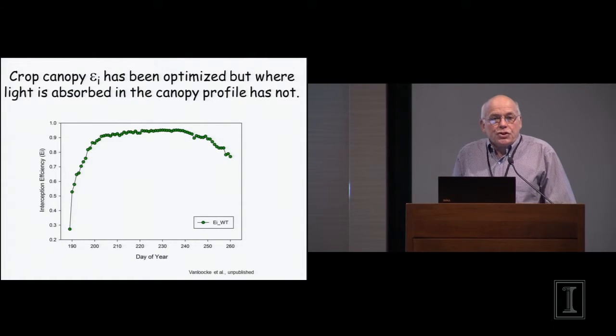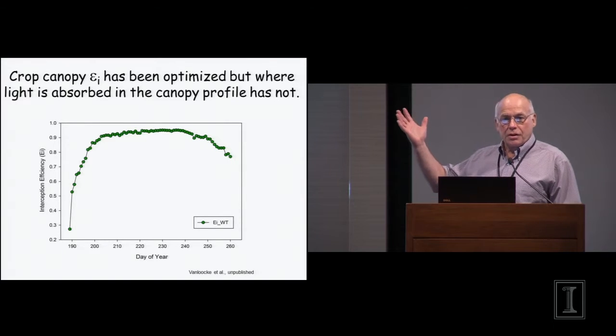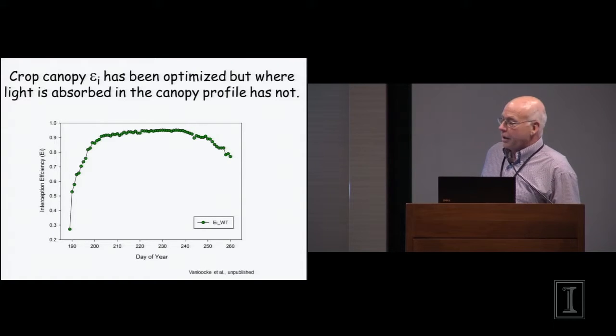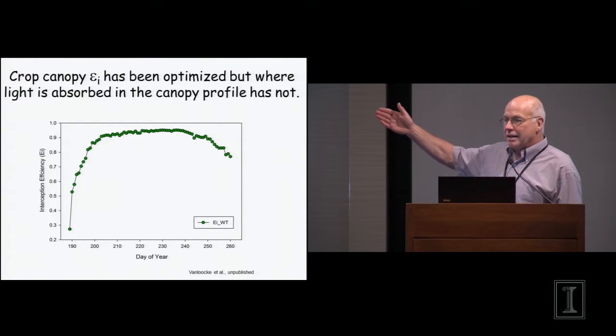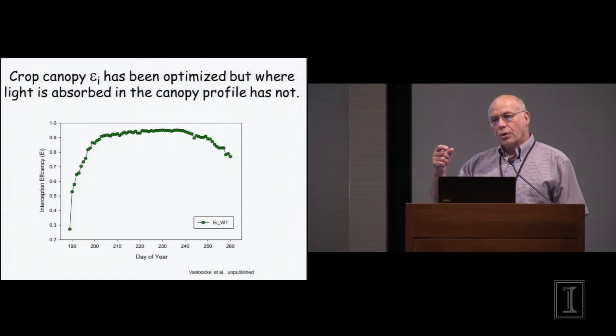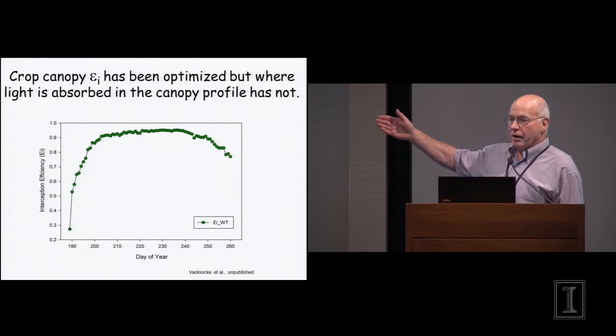And so this is just the development of EI, this efficiency of light energy capture across the season. This is a soybean crop that was grown on our South Farm in 2013. What you can see early in the season, day of year 190, about 15 days after planting, the plants have just emerged. They haven't covered very much ground, and so the efficiency of capture is only about 25%.